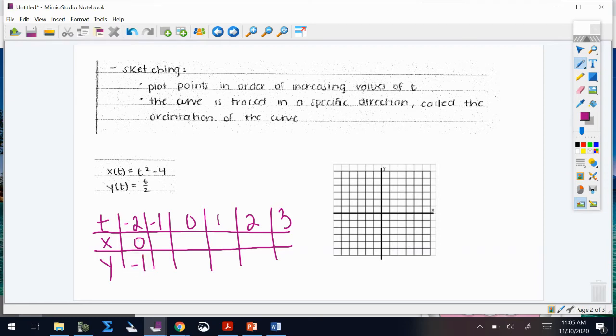So I'm going to go to 0, -1, and I'm going to put a point like that. Then I'm going to put -1 in. So -1 squared is 1, minus 4 is -3.